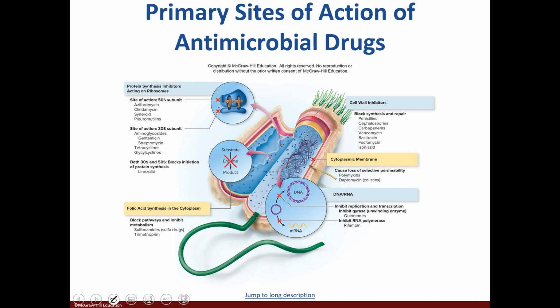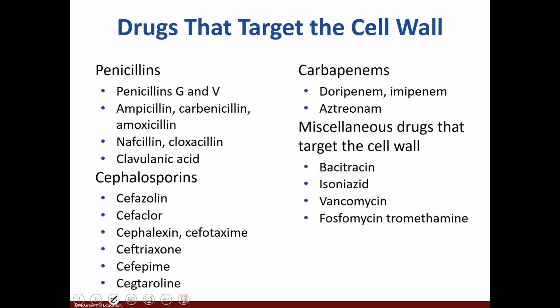This image details these targets as well as the types of drugs. We will be discussing each of them. Those groups of drugs that target the cell wall include penicillins, cephalosporins, and carbapenems. They also include isoniazid, which targets the cell wall of Mycobacterium. Don't worry about memorizing every drug, just focus on the three major classes.